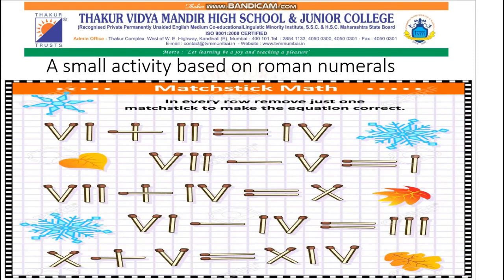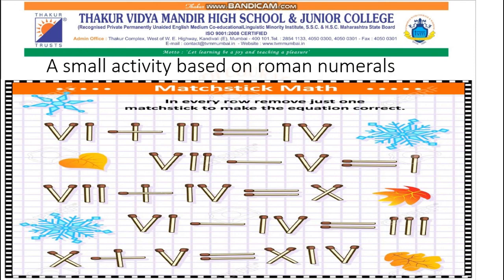Good. Now here is your small activity which is based on Roman numerals. This is just by using matchsticks or any other sticks which are available to you. You can place them on a plain paper or a sheet or on a plain surface and make this type of equation with it. The first equation is VI plus II equals IV, that is 6 plus 2 equals 4. Is it a correct equation? No, it is wrong. 6 plus 2 is 8 and it is given as 4.